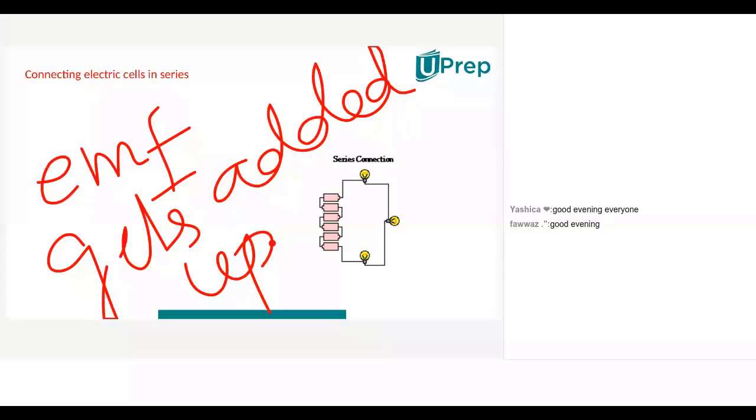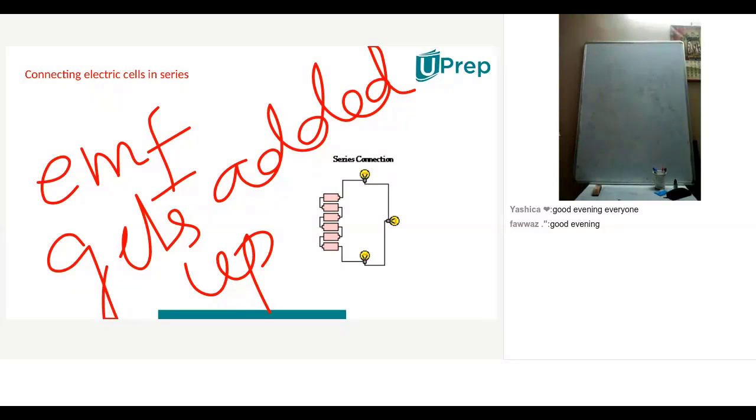So what do you think happens when bulbs are connected in series? Ma'am, when bulbs are connected in series, each and every one of them will be working independently. Work independently. Do you remember, Nana? Yes, ma'am. Then the energy won't be divided, I think so.